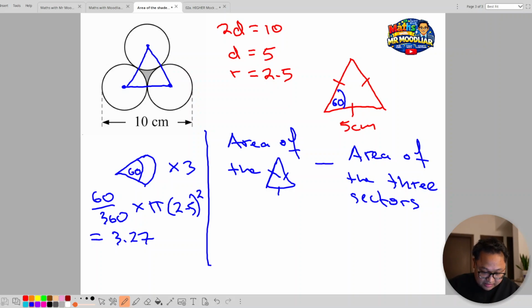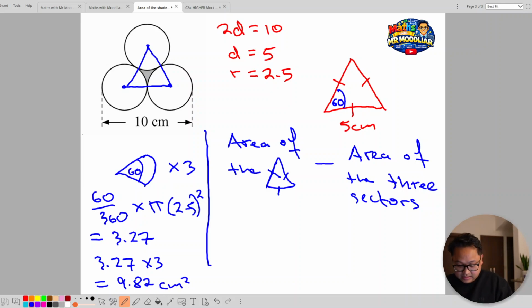How many sectors do we have? I'm going to multiply that one by 3. So 3.27 times 3 is going to give you 9.82. So that would give you 9.82 centimeter squared. All right, now we have worked out the area of the three sectors.